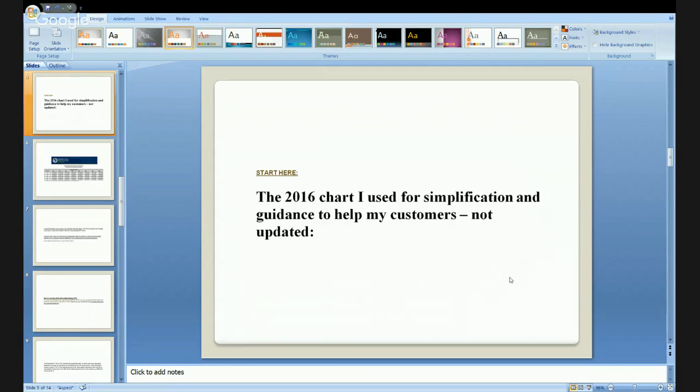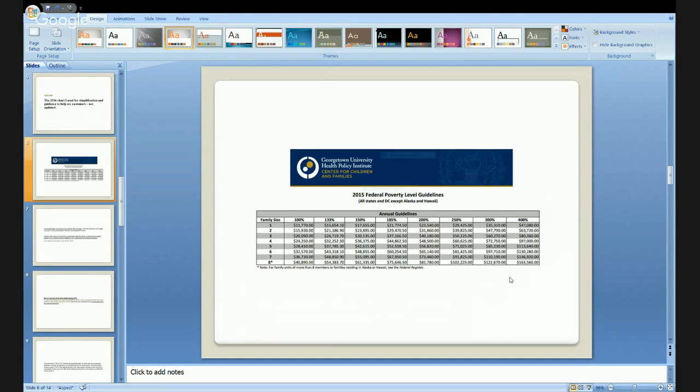For 2016, I'm going to show you the chart I used. It was not necessarily updated for next year's health insurance for 2017, but I will show you the 2015 chart that I used when enrolling people into plans for year 2016. This is the chart that I use. It's from Georgetown University, and it breaks it down into different family sizes, a family size of 1, 2, all the way up to a size of 8.